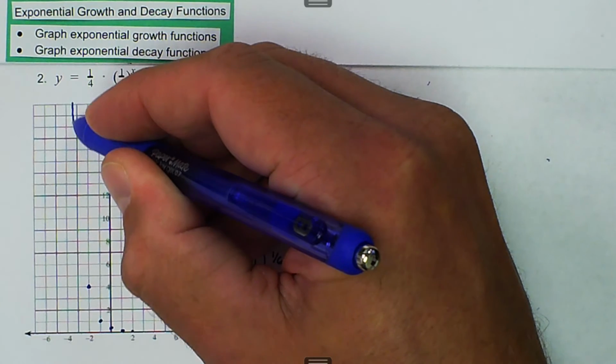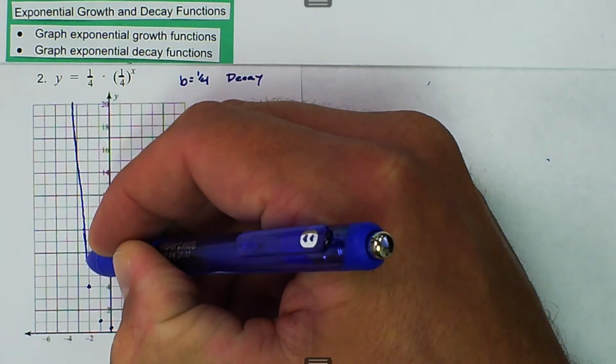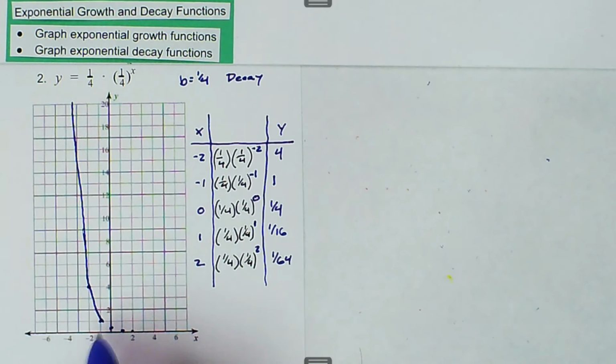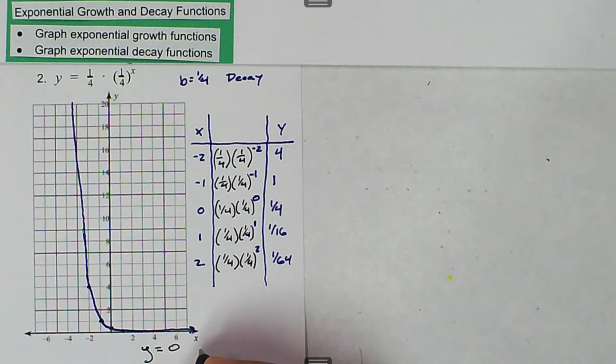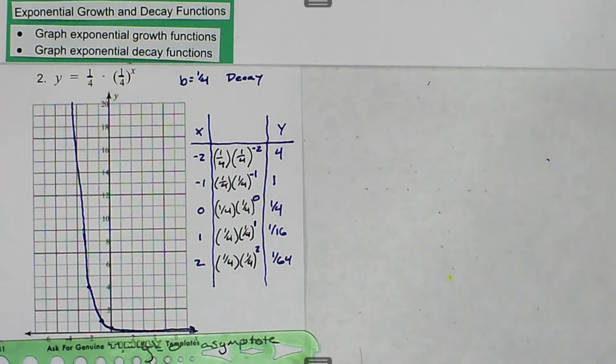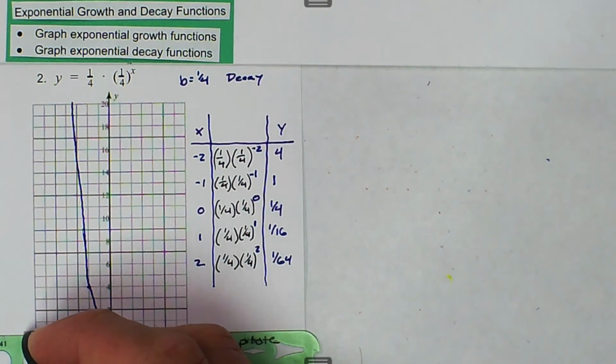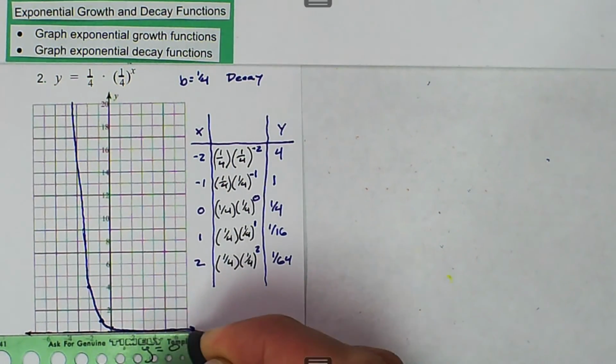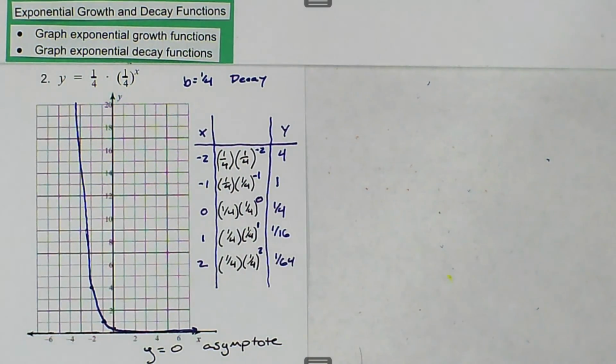Then it's going to come down very quickly and get very close to 0, but it will not touch 0 because we have our asymptote at y equals 0. So then we have our line that goes across at y equals 0. And although it gets very, very close to that line, it shouldn't cross it.